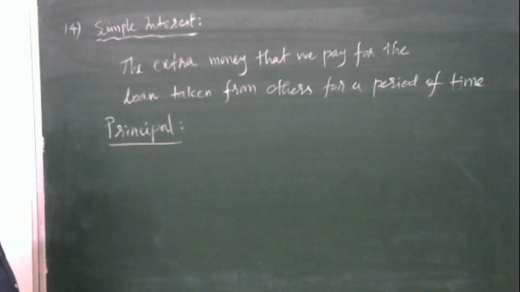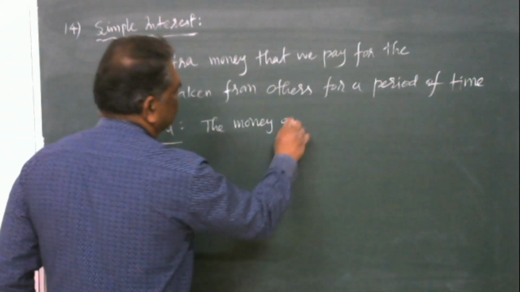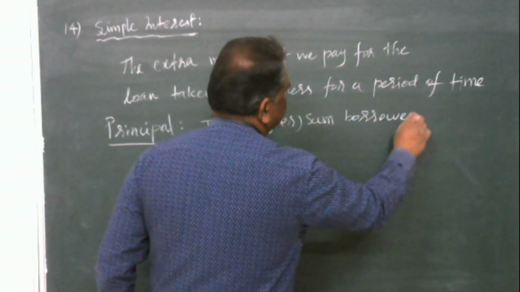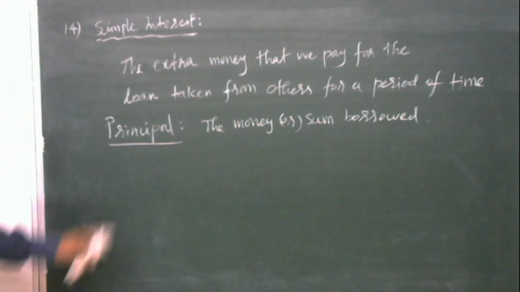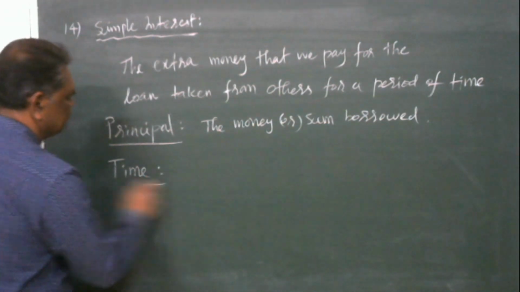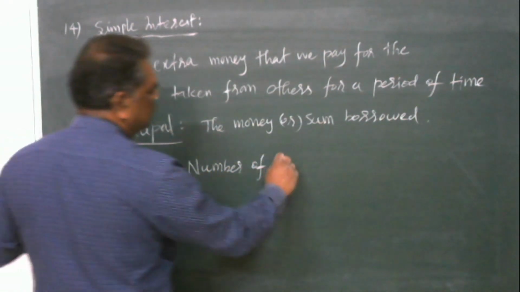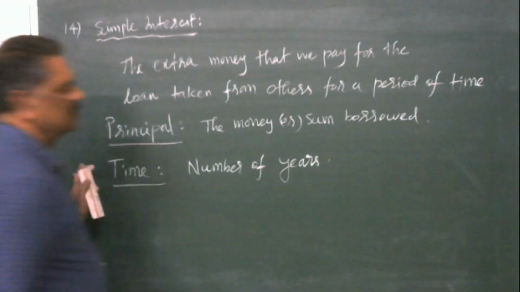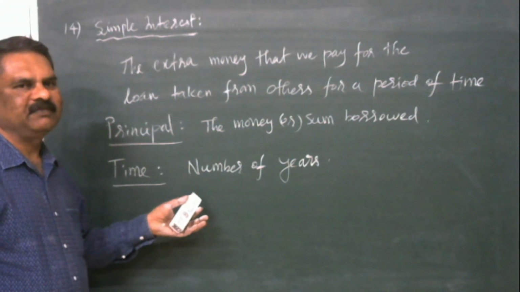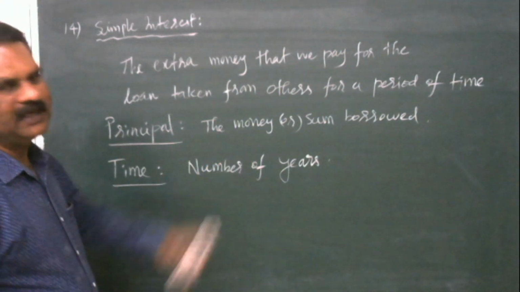Then what is principal? The money or sum borrowed from others. Borrowed money or sum borrowed is called principal. The next very important is time. Time is generally the number of years. Sometimes it may be months, 6 months, half yearly, sometimes 1 year, 2 years, 3 years, in terms of years.